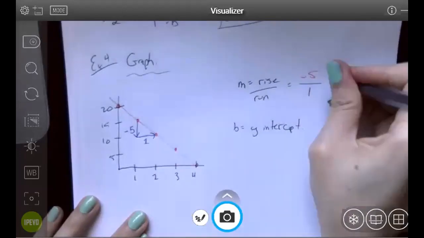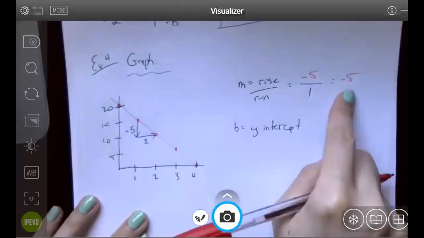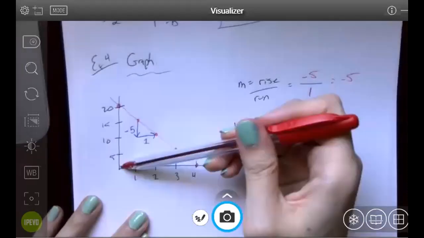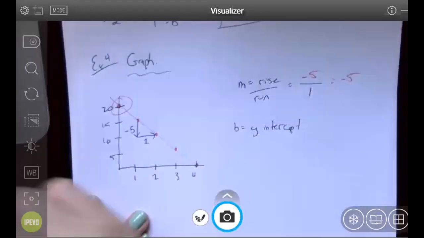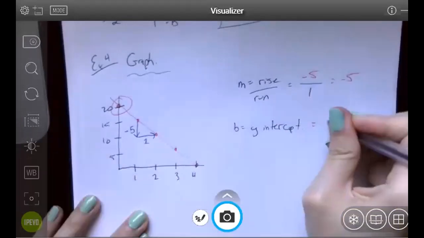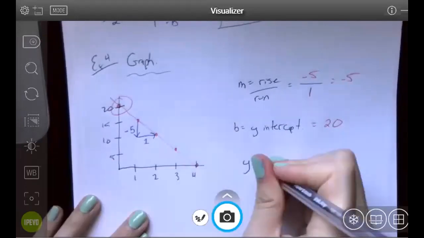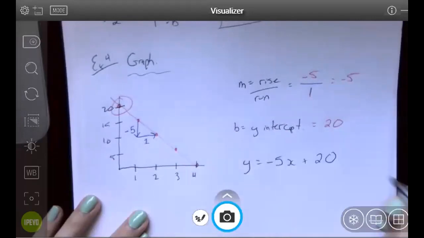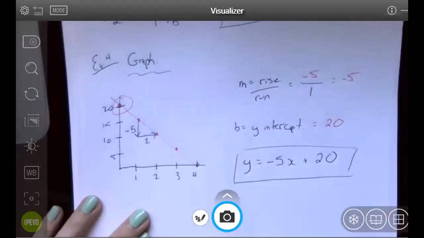-5 over 1 is just -5. So our m value, or our rate of change, is going to be -5. And then our y-intercept is just where this line hits the y-axis. So it would be right here, which means that our b value is 20. Knowing that, we just plug in our m value and our b value into y equals mx plus b, and that's our final answer.